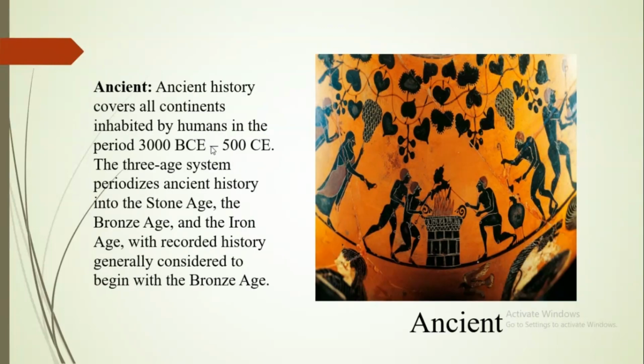Ancient history covers all continents inhabited by humans in the period between 3000 BCE and 500 CE. That is 3000 before Common Era and 500 Common Era, right? The three-age system periodizes ancient history into the Stone Age, the Bronze Age, and the Iron Age, with recorded history generally considered to begin with the Bronze Age. As I have already told, the ancient stage is divided into further subcategories: the Stone Age, the Bronze Age, and the Iron Age. There are very few proofs or records from the Stone Age, but we can find records from the Bronze Age really easily. With respect to recorded history, we can find all records from the Bronze Age, right?